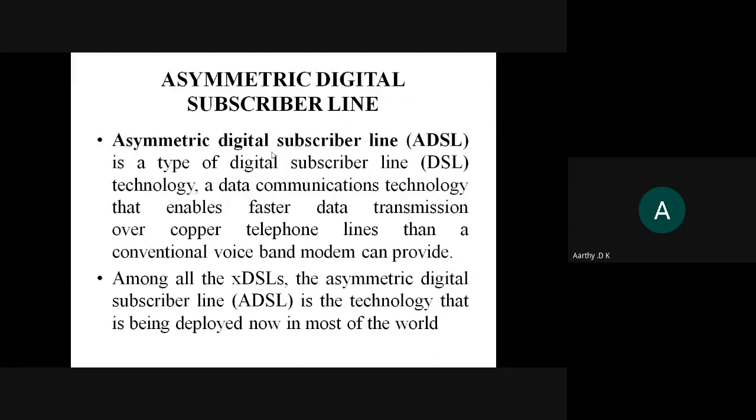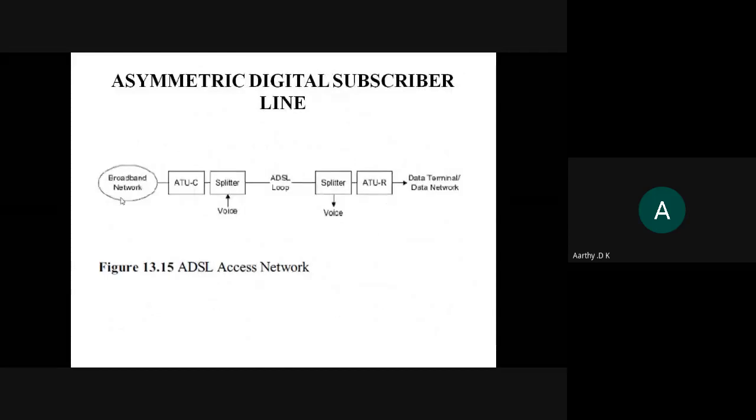Then ASDL, as the name says, is the asymmetric digital subscriber line, which also uses copper wire to transfer the internet from the service provider to the end user, and it provides much more speed compared to the other available DSL, that is other digital subscriber lines. So ASDL is used to transfer your internet to the particular customer from the service provider using copper wire. And this is just an overview.